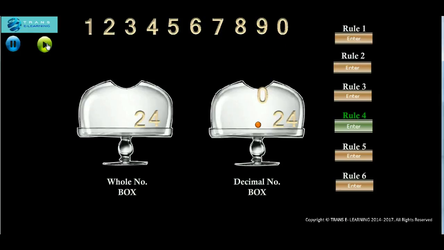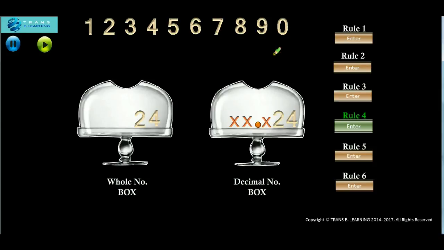You can see here that the 0 is entering the decimal number box. It is not able to stay. It's bouncing back, and it has moved to its original position. And here again, it has entered the decimal number box, and again it has bounced back.